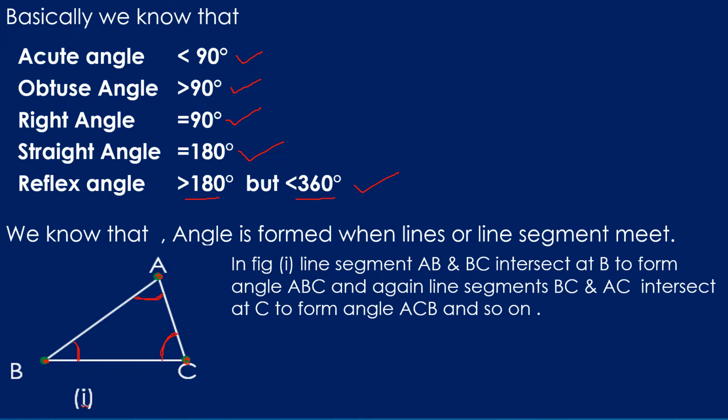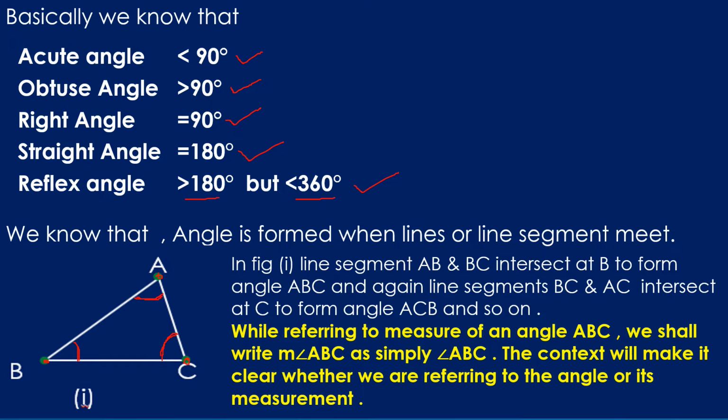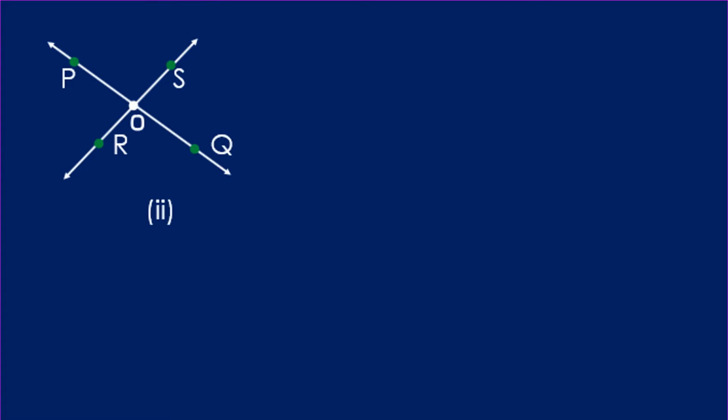While referring to measure of an angle ABC, we shall write measure of angle ABC as simply angle ABC. So this represents whether we are measuring the angle or referring to the angle. So let us understand one more example to know how angles are obtained.